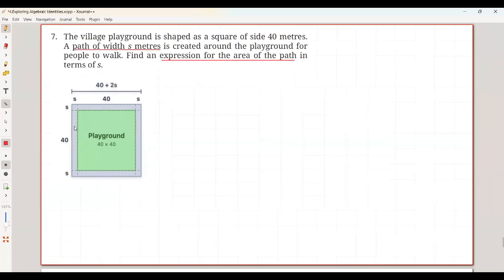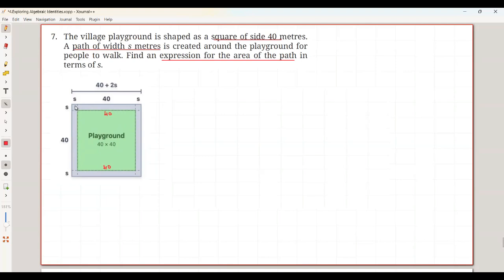This gray color is the path. The playground is given as 40 into 40, a square-shaped playground. One side is 40, which means the other side will also be 40. All the sides will be 40.